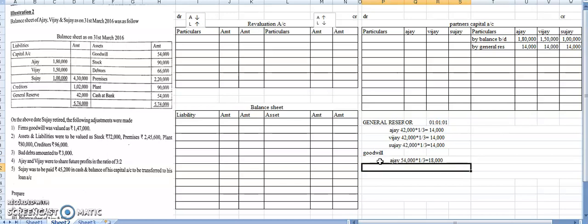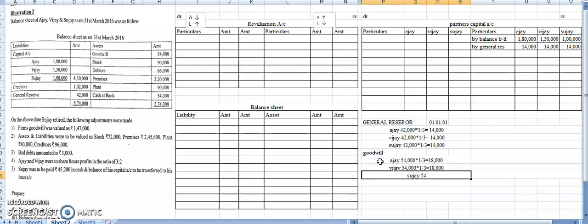Then in the same way we will do for the next partner, that is Vijay, and again 54,000, multiplying it with the old ratio, so 1 upon 3, the answer comes to 18,000. And in the same way we will do for the last partner, that is Sujay.